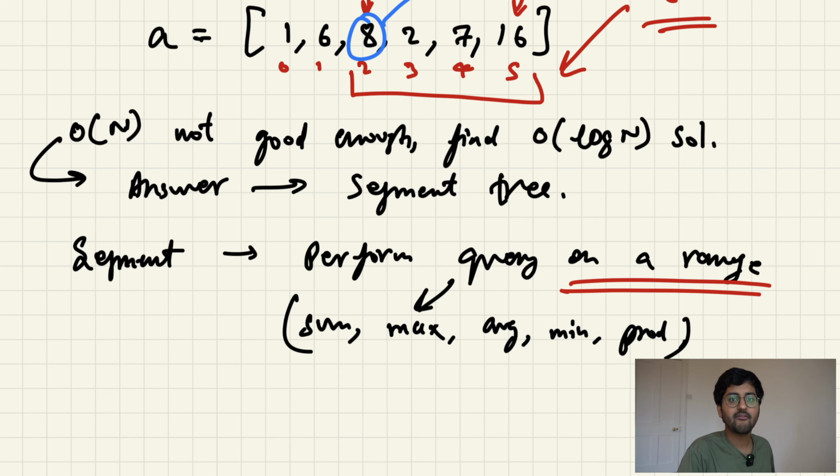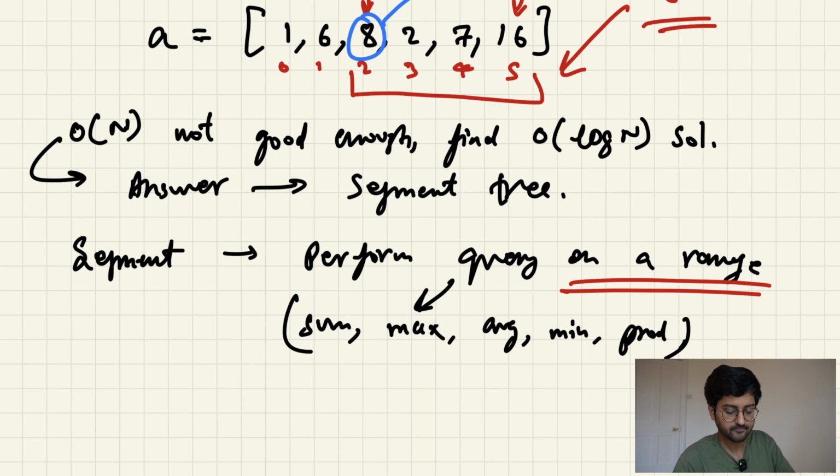Given an array, find the sum of all the numbers between two indices. Segment tree. Find the product of all the numbers between two indices. Segment tree. Find the maximum number between a range of two indices, like between index number 2 and index number 5. Find the maximum number. Segment tree. Find the average of all the numbers between two indices. Segment tree. So now I hope it is clear when to use segment trees.